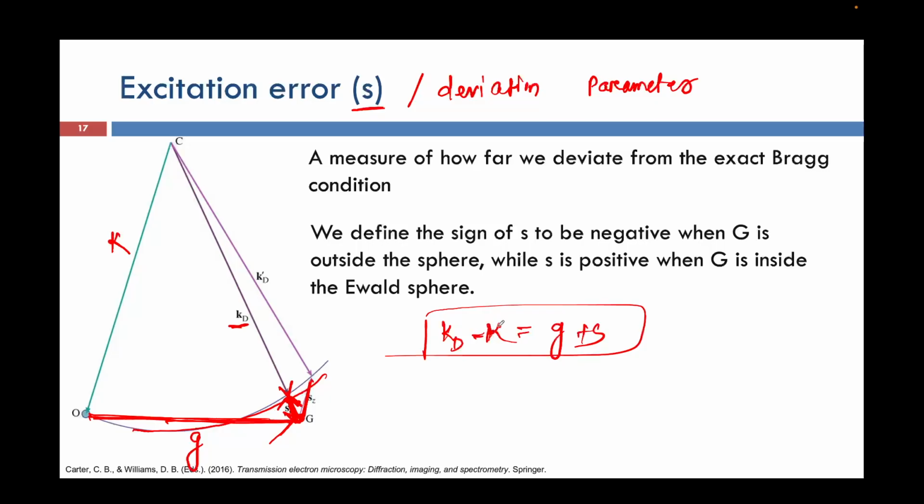That entire diffraction is not an ideal scenario, and the parameter that describes this non-ideal scenario, where the deviation is happening, is called the deviation parameter. So always remember, KD minus K, that means K diffraction minus K, will always be equal to G plus S. S is nothing but some amount of deviation.